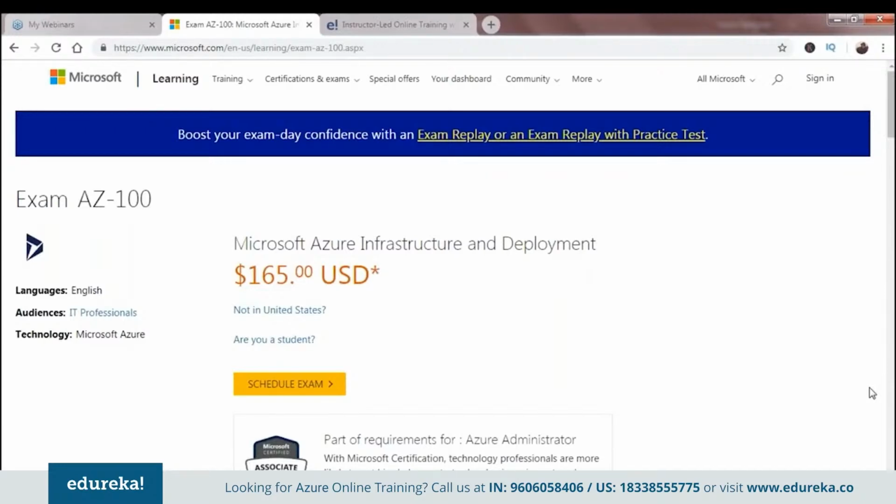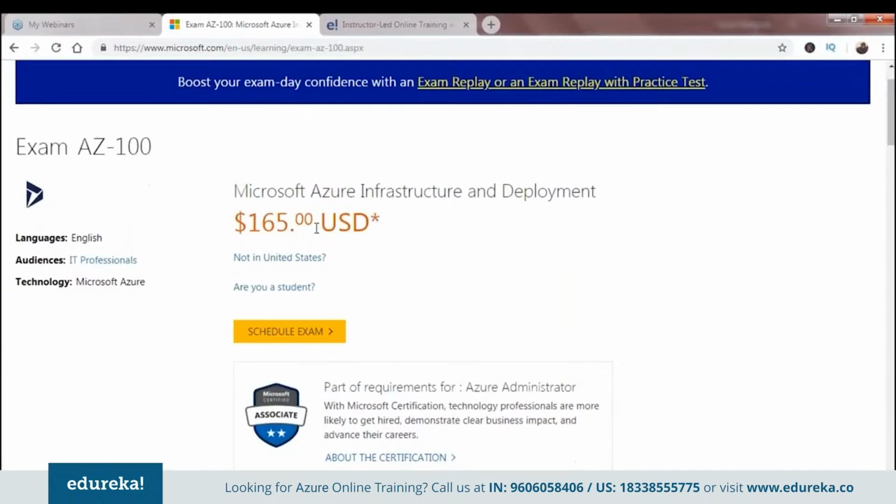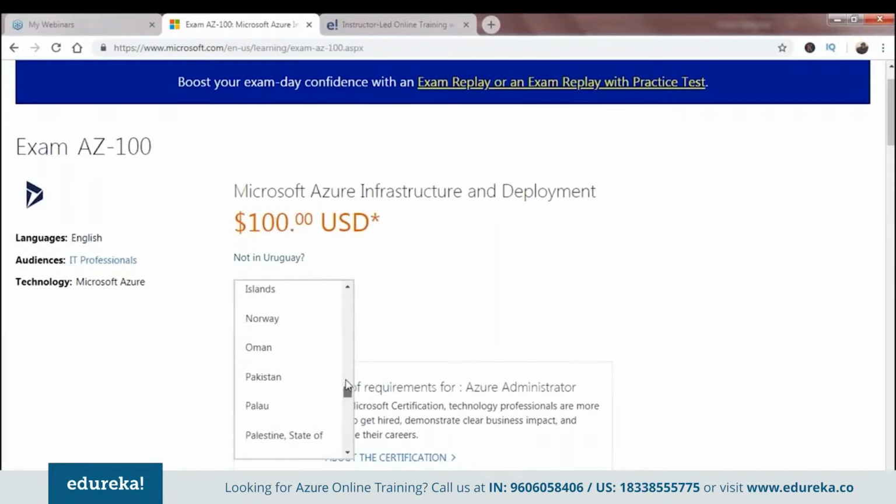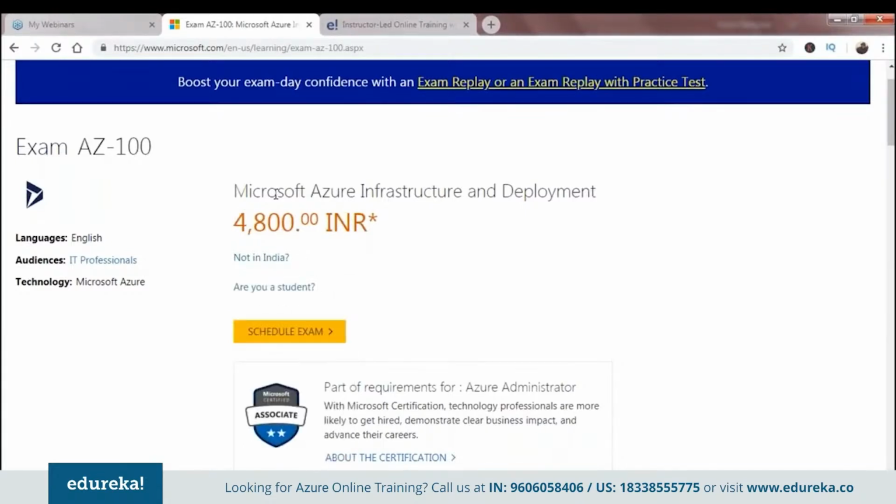So you can see the fee here is $165, which I've already mentioned. One thing that I missed out on was, what if you are from a different region? You can come here and select that region and see the price changing. Since I am in India, we have the prices in Indian currency. For that, I would have to scroll up. Yeah, here it is. It's 4,800 Indian rupees.